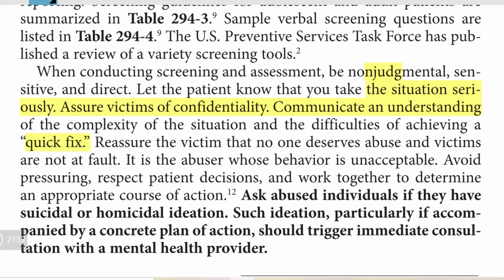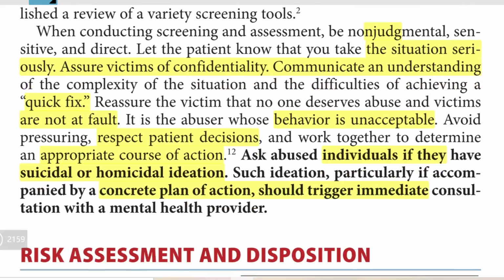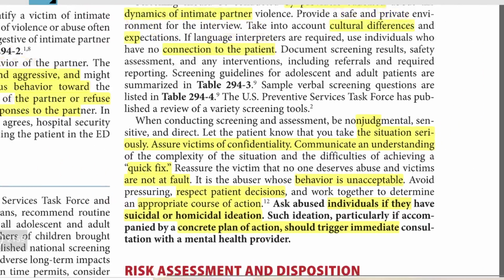Reassure the victim that no one deserves abuse and victims are not at fault. It is the abuser whose behavior is unacceptable. Avoid pressuring, respect the patient's decisions, and work together to determine an appropriate course of action. Ask abused individuals if they have suicidal or homicidal ideation. Such ideation, particularly if accompanied by a concrete plan of action, should trigger immediate consultation with a mental health provider.